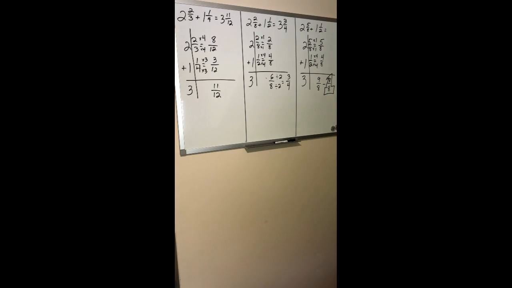There's my magic 1. So 9/8 minus 8/8 is 1/8. But here's where that magic 1 really comes in handy. I'm going to take 3, add it to my whole. So 3 plus 1 is 4. And don't forget my 1/8. So this must be 4 and 1/8.